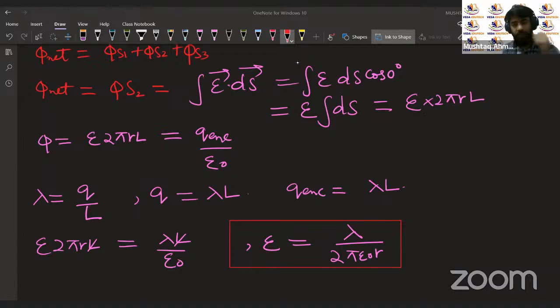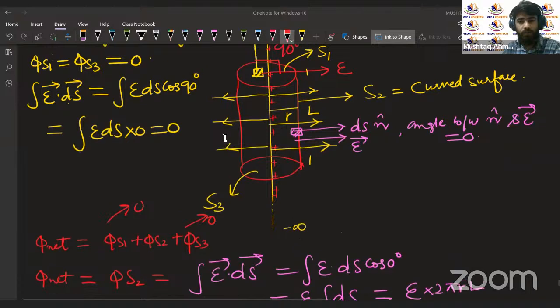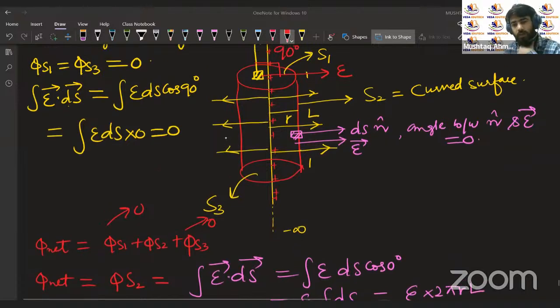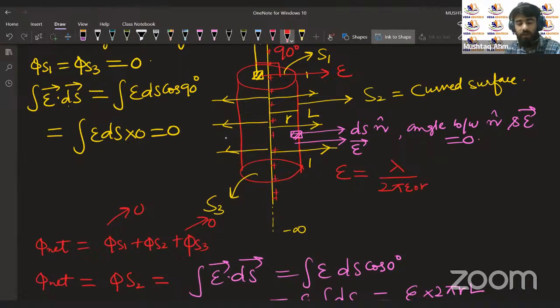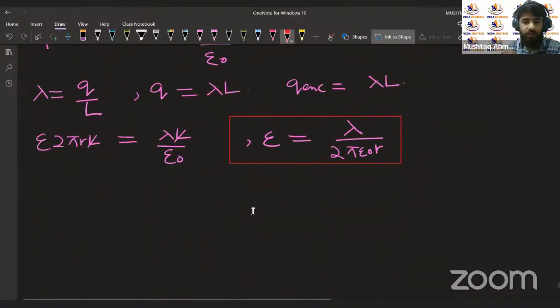So this is the electric field strength due to the infinite line charge density at a distance of r, right? Our E comes out to be lambda upon 2 pi epsilon naught r, where r is the perpendicular distance from the line charge, right?